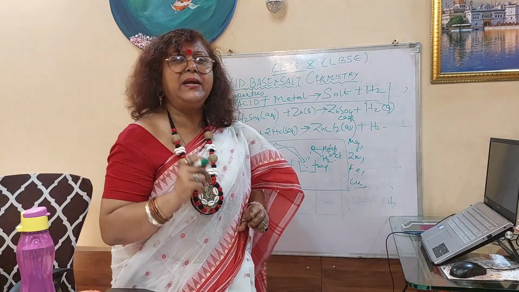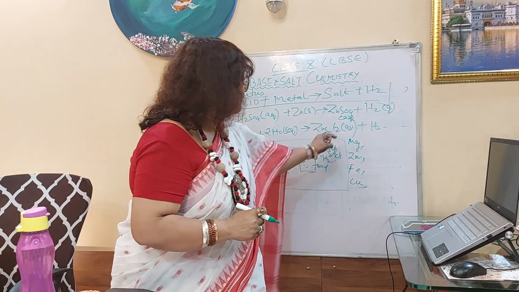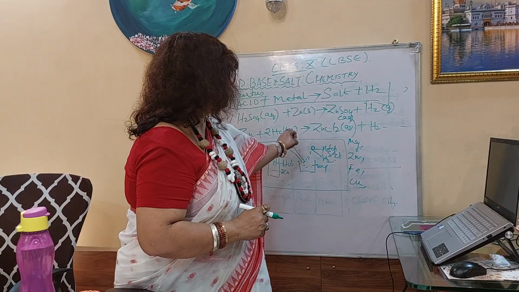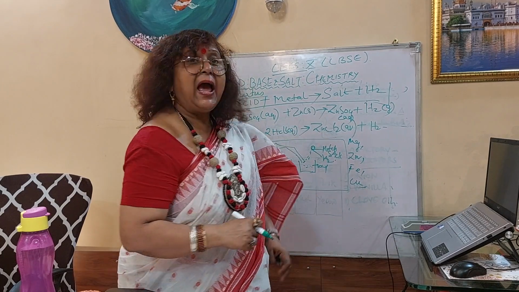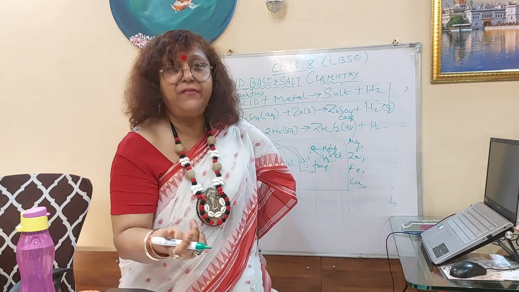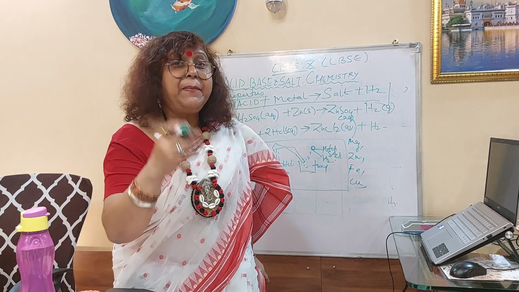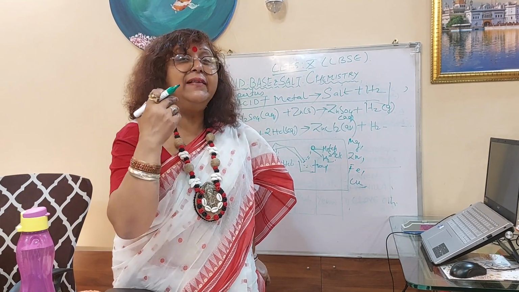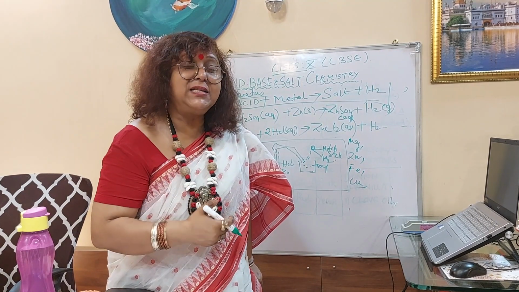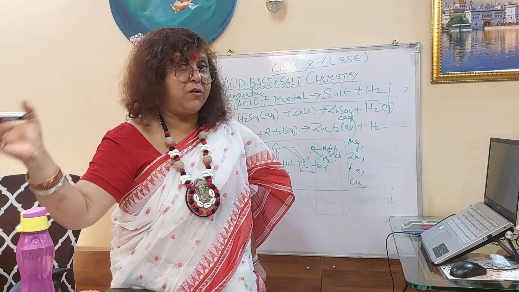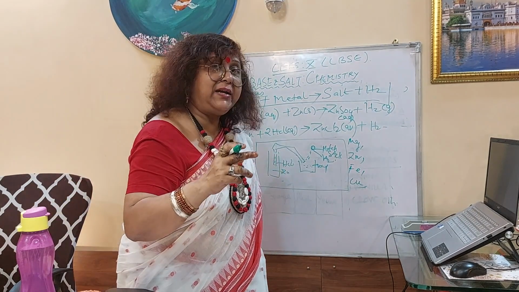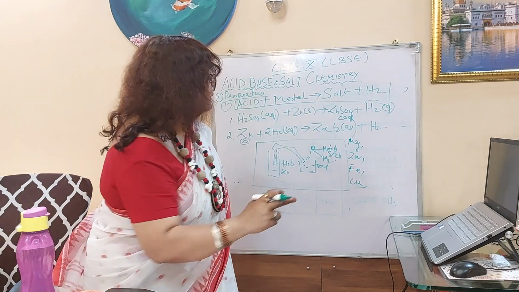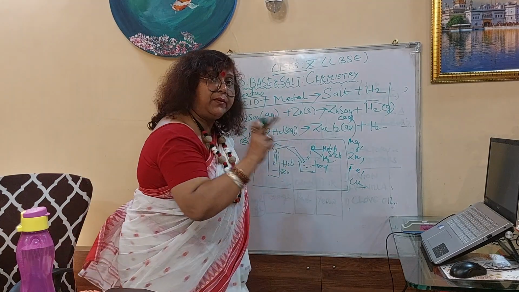Again, this is a very frequently asked question: which metal will react with acid and evolve hydrogen very fast? That depends upon the reactivity series, and this reactivity series of metals will be read in the lesson on metals and non-metals. So according to the reactivity of that particular metal, the reaction takes place with that particular acid.